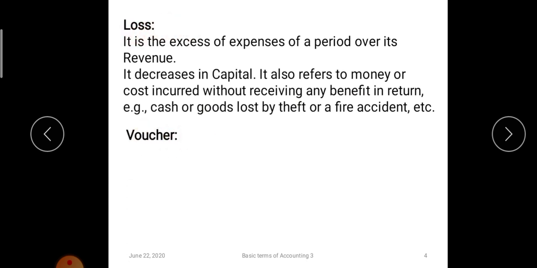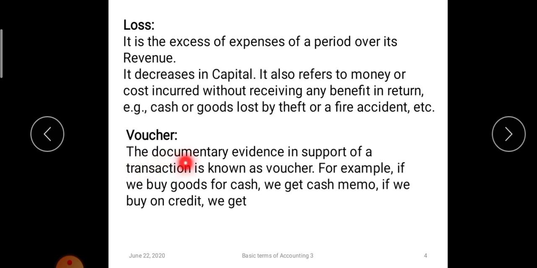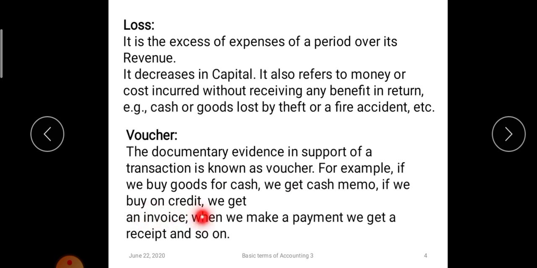Voucher. How many of you have purchased things? You might have received a bill, no? So it's a document which can be treated as evidence of the transaction. In school you deposit fee, you receive receipts, so it is an evidence of the fees paid. So the documentary evidence of a transaction is known as voucher. Like cash memo is there when a cash transaction is there, and when we buy goods on credit we get an invoice.